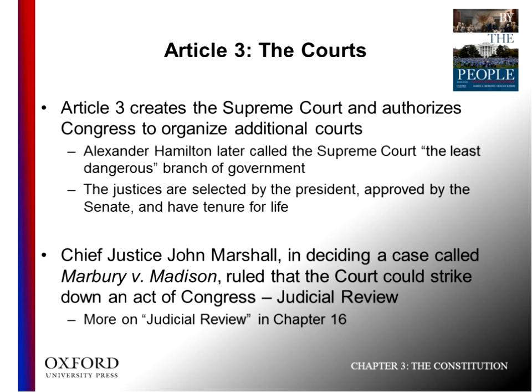So it is a passive branch of government in that aspect. But once it gets a case, man, judges can really change the way things happen in American society. So they have a lot of power. It's just the power is in a different way.